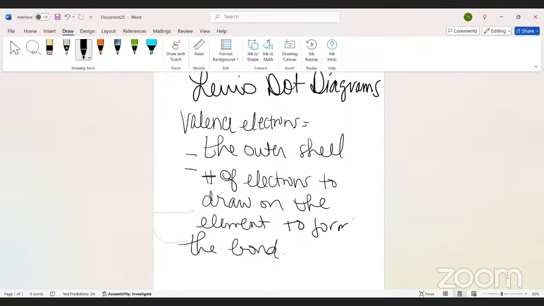Okay, so let's get back into our lesson now on Lewis dot diagrams. With Lewis dot diagrams, you've got to have access to a periodic table. Your periodic table will tell you all you need to know about this. Now I put up some quick notes that says valence electrons equals the outer shell. It also equals the number of electrons to draw on the element to form the bond.